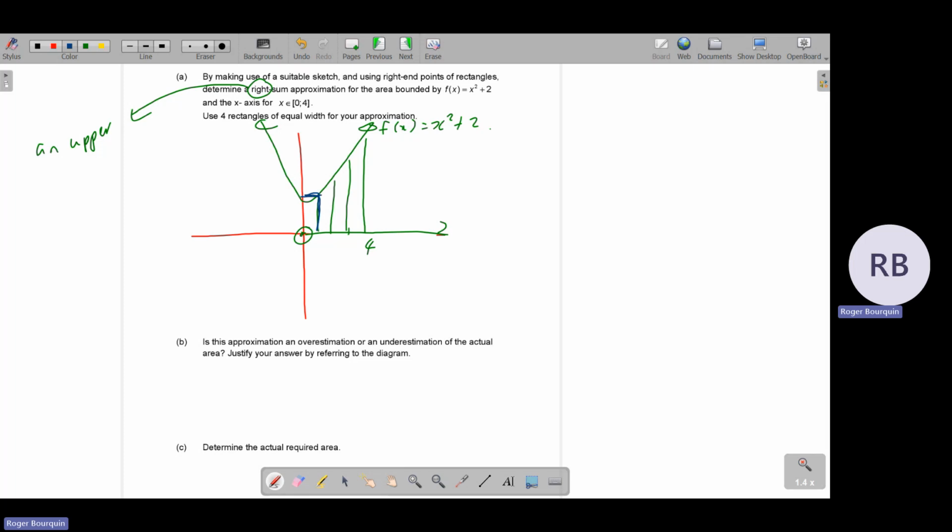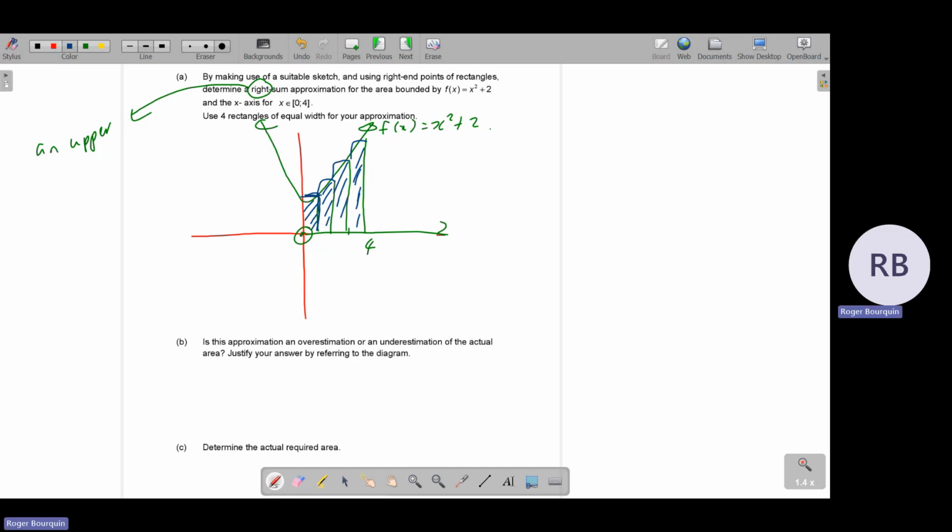So we're going to go into the rectangle, and we're going to take the right boundary. So that's what we mean by a right sum approximation. The top boundary for the rectangle comes from the right-hand side of the rectangle. Capish?